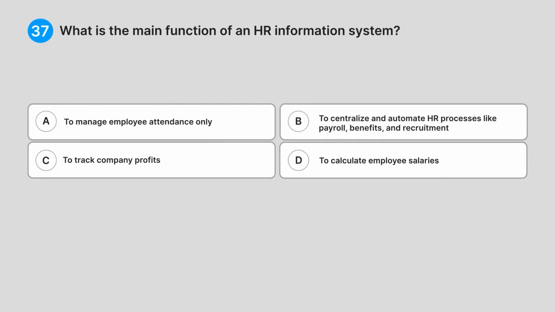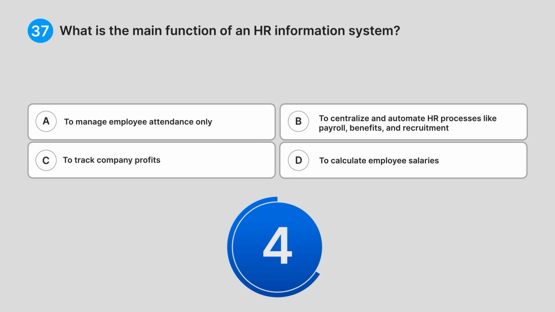37. What is the main function of an HR information system? A. To manage employee attendance only. B. To centralize and automate HR processes like payroll, benefits, and recruitment. C. To track company profits. D. To calculate employee salaries. Can you guess the answer?